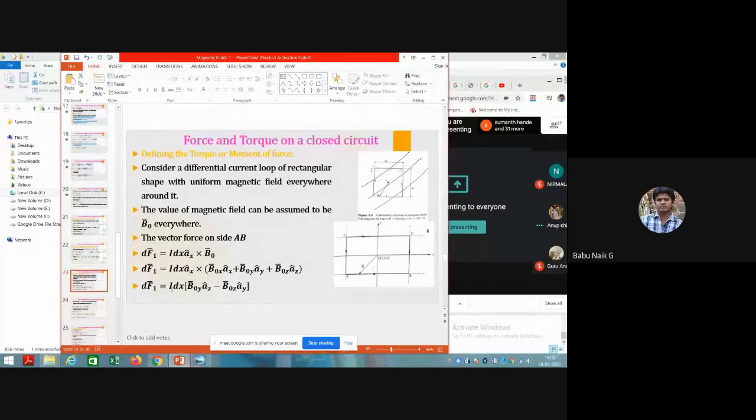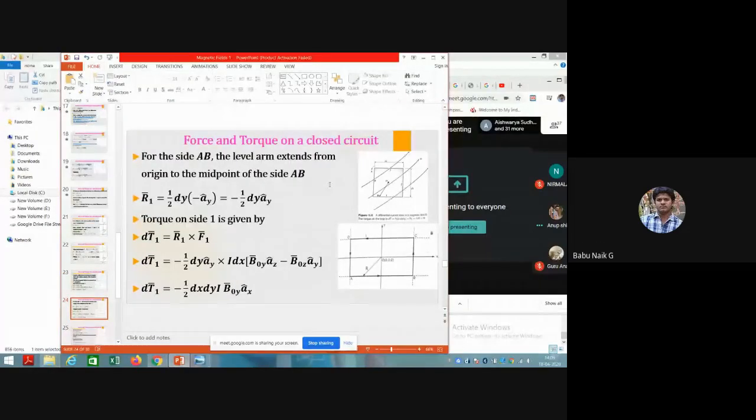Now dF1 total is I dx, and we take the cross multiplication. If you find it hard, you can put a determinant matrix here and find it out. We'll get the same result. Now that we have calculated the force, let us calculate the distance, the distance from the origin to the length of AB.